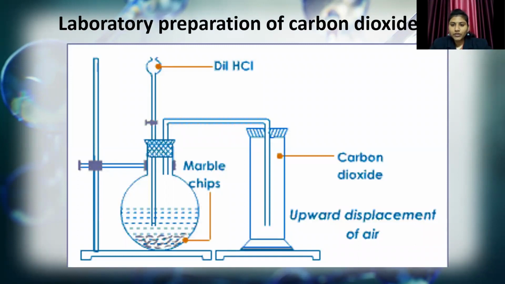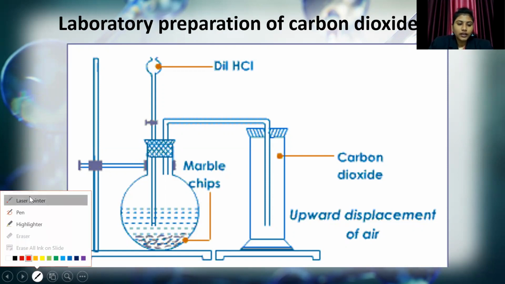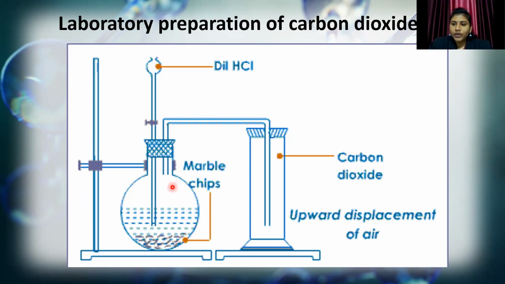This is the setup for the preparation of carbon dioxide in the laboratory. For the preparation of carbon dioxide, we need a round-bottomed flask where we are taking the reagents. There is a thistle funnel, a delivery tube, and a collecting jar where we are collecting the gas. The round-bottomed flask is fitted with a cork having two holes. One of the holes is fitted with a thistle funnel and the other one with a delivery tube.